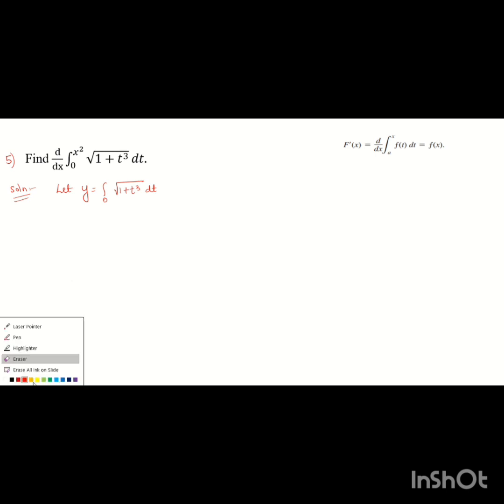So y is equal to integral 0 to u, and u is equal to x square. Now simplifying this equation, applying the chain rule, dy by dx will be equal to dy by du multiplied by du by dx.